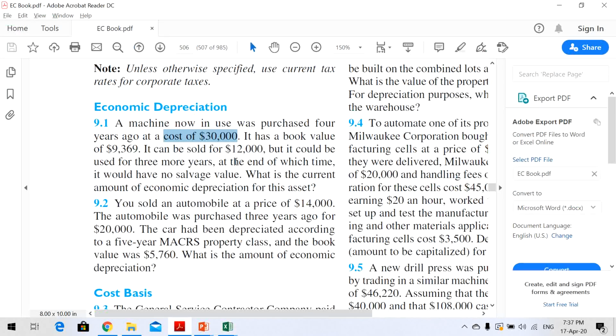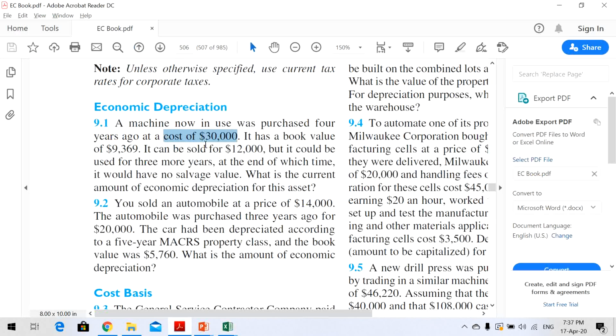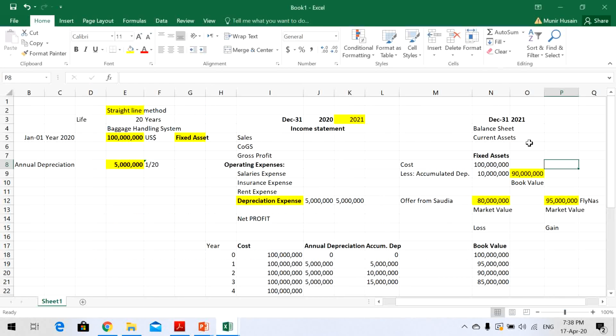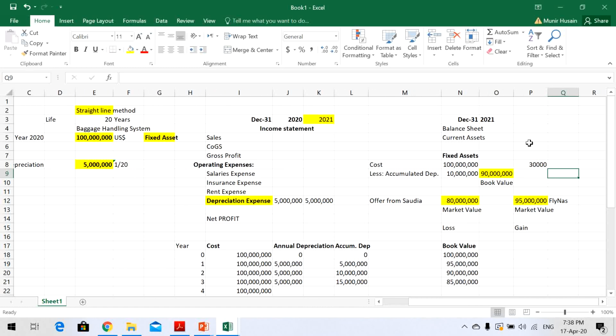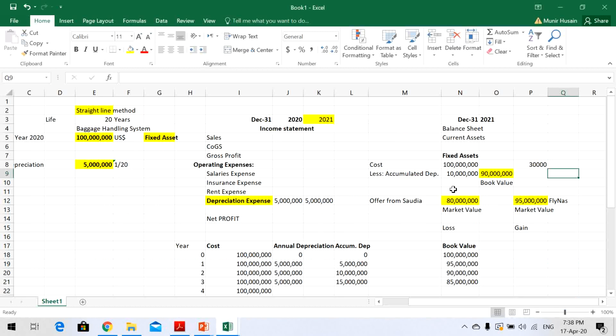What is the book value? 9,369 at a cost of this one. We don't know how much it is depreciated, but we can calculate it. If this is given, we can easily calculate the missing number. It's not required in this question, but just to show you, in our question here, cost is 30,000 and book value is 9,369.